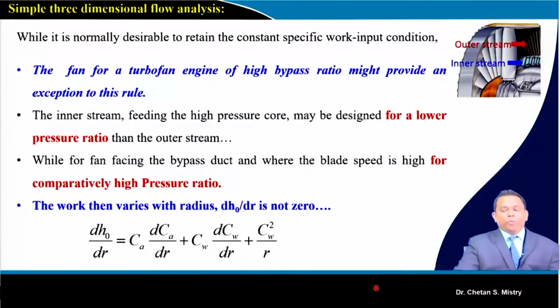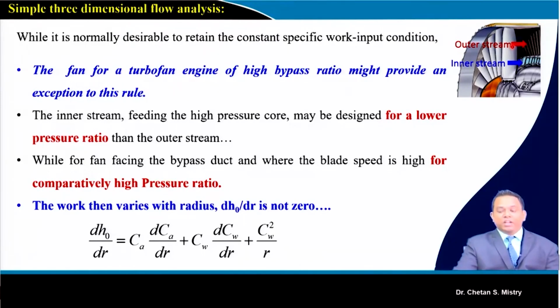Okay, now when we are discussing the high bypass ratio fan, this design takes a somewhat different design approach. What is the reason? It is our inner stream. Suppose this is our fan. For that fan, my inner stream supplies compressed air to the downstream core region, or maybe the downstream compressor, and my upper stream bypasses its air to the duct.